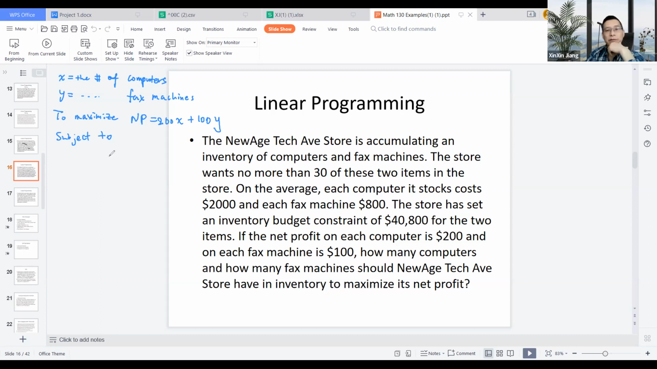Okay, so we need to figure out the constraints. The first constraint is that the store wants no more than 30 of these 2 items in the store. No more than means less than or equal to 30, and the total of them is less than or equal to 30. Not one of them is less than or equal to 30. So we have x plus y is less than or equal to 30.